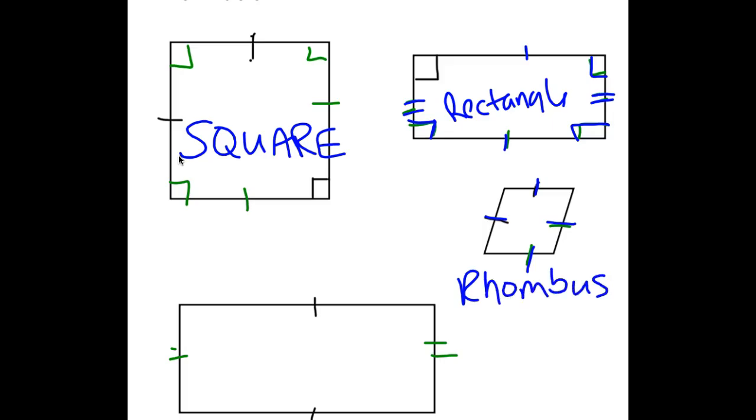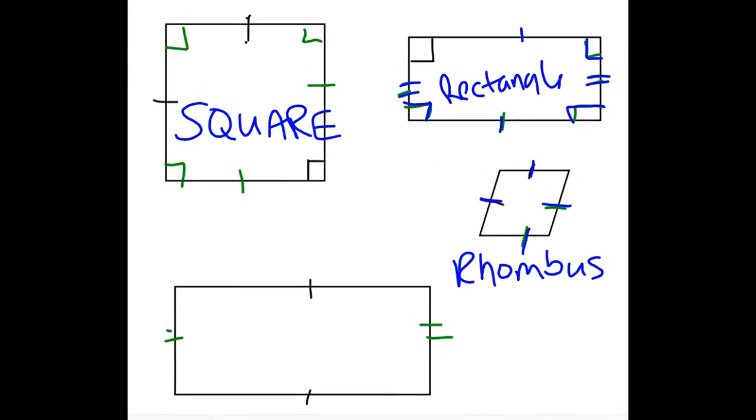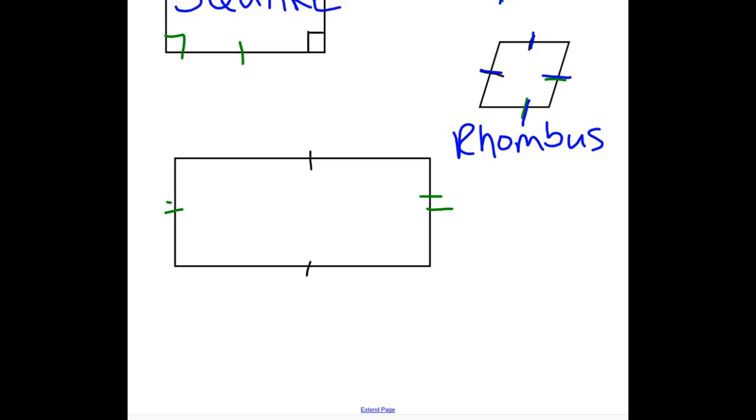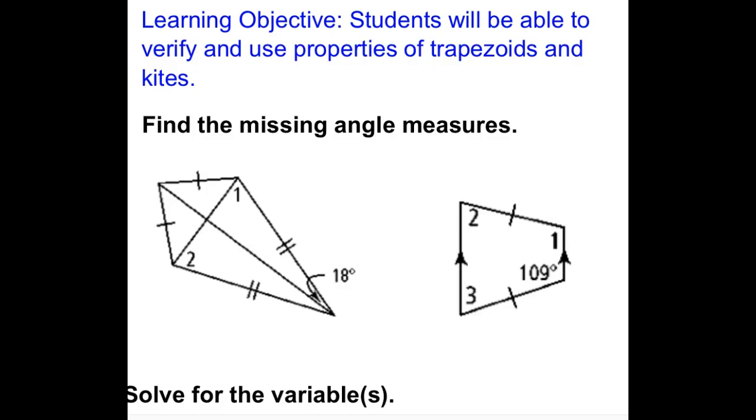And last but not least, this is the one that most people get wrong. A lot of people want to say that this is a rectangle right off the bat. However, we can't say anything about those angles. All we know is that the opposite sides are congruent in a parallelogram, so actually the best name for this one is parallelogram. If you knew something about the angles, you might be able to say more, but with our information, we can't.